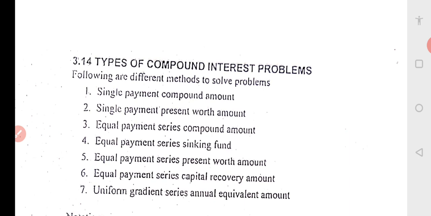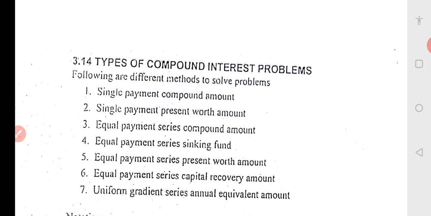Okay. And the last one is uniform gradient series annual equivalent amount. Now here, in the first two cases we have seen single payment. In the next two cases we have seen equal payments.